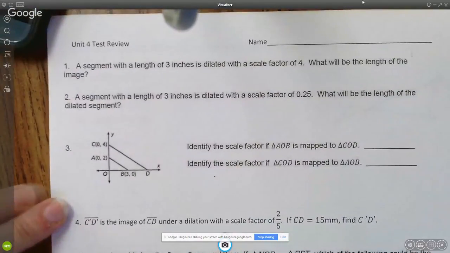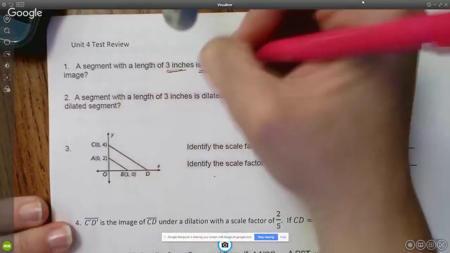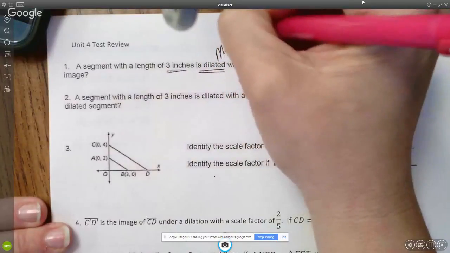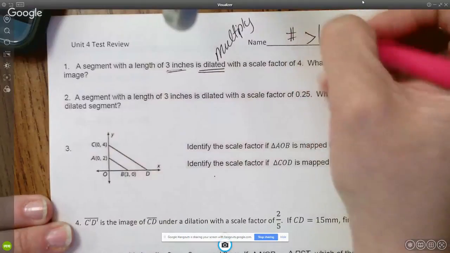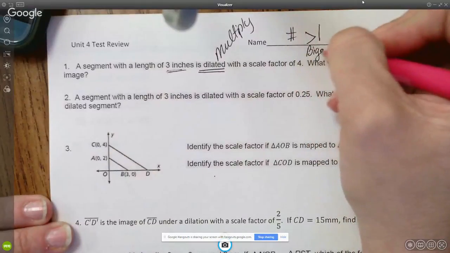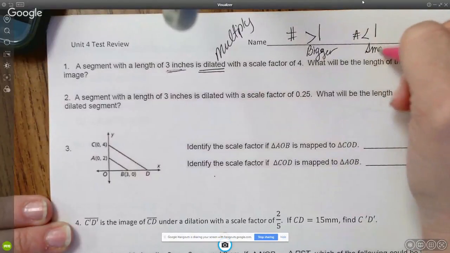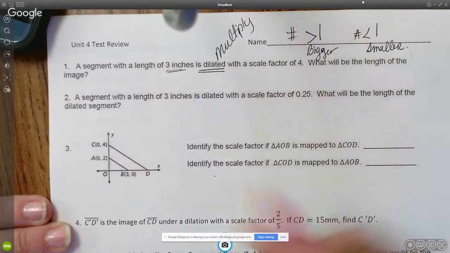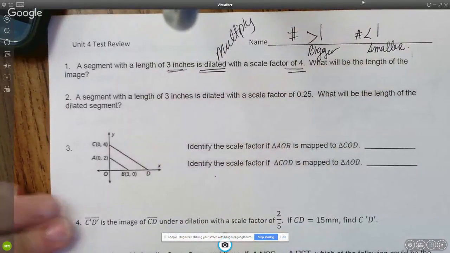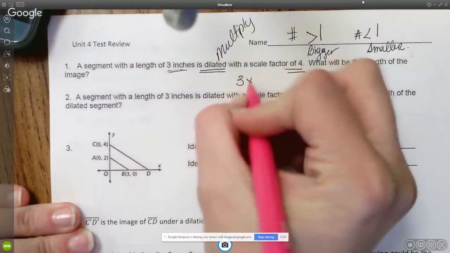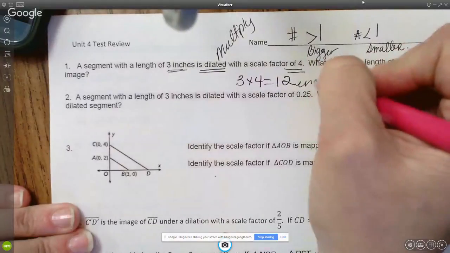A segment with a length of 3 inches is dilated. Remember, dilations, we always will multiply. If we multiply by a number that is greater than 1, it's going to get bigger. If we multiply by a number that is less than 1, it's going to get smaller. So here it's dilated by a scale factor of 4. What will be the length of the image? Simply 3 times 4. That's all you got to do. 12. And technically it would be like 12 inches.